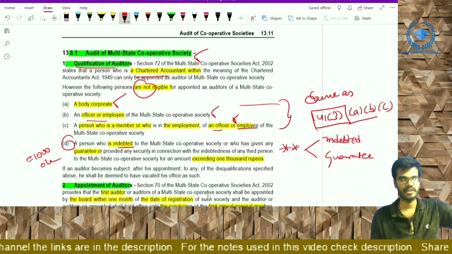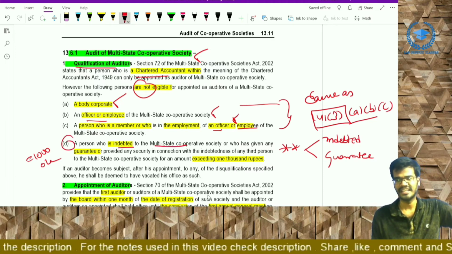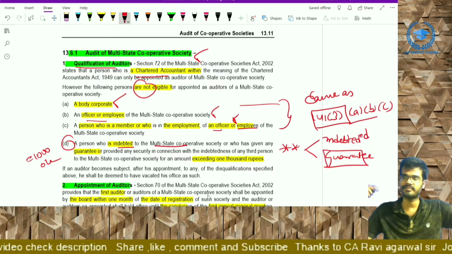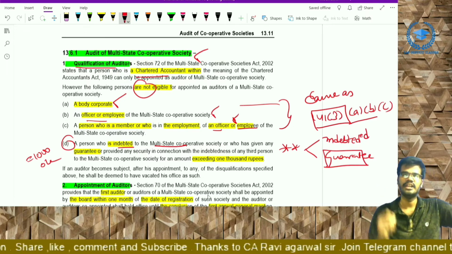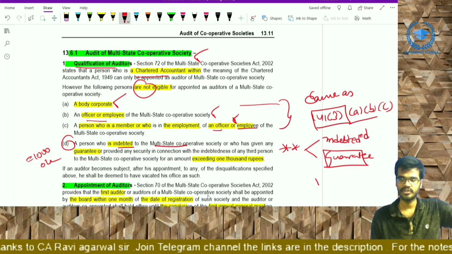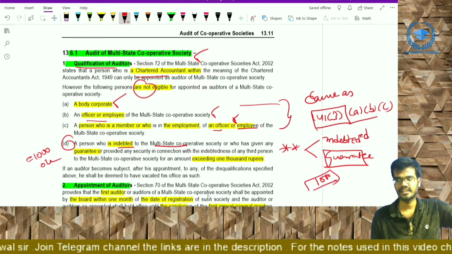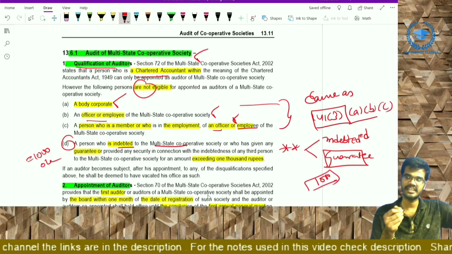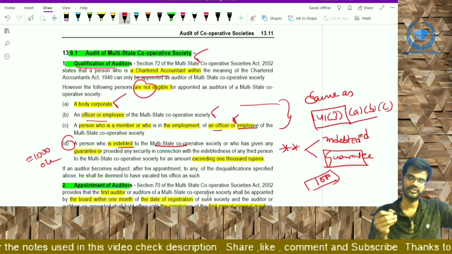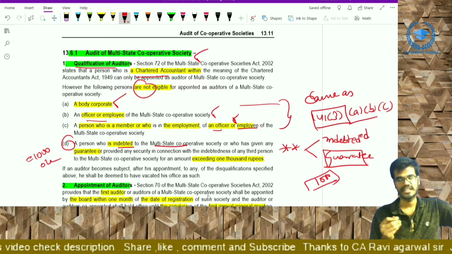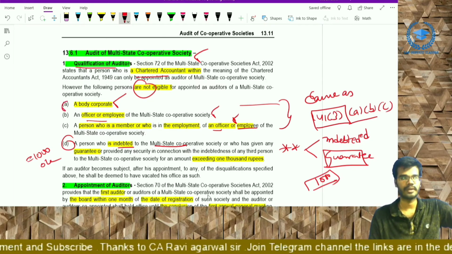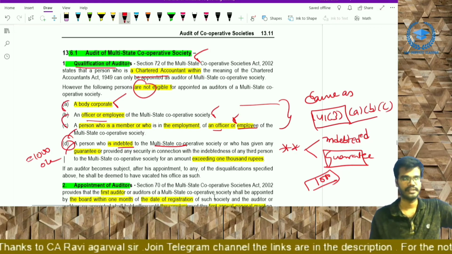A person who is indebted to multi-state cooperative societies, there are 2 points: indebtedness to the multi-state cooperative society and having given guarantee to the cooperative society on behalf of any other person, a third party who has taken a loan from this cooperative society. Right, the amount is exceeding 1,000. If any person has given a guarantee exceeding 1,000, or he is indebted to the cooperative society exceeding 1,000, then he is not eligible for the audit. If it is equal to 1,000, he is eligible for the audit. These are the 4 points of qualifications of auditor.